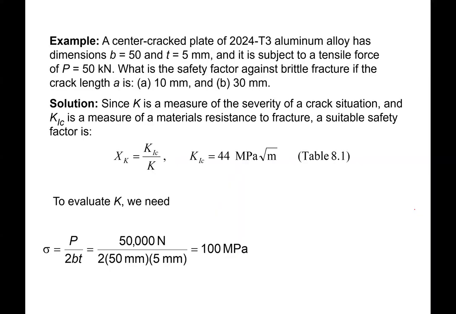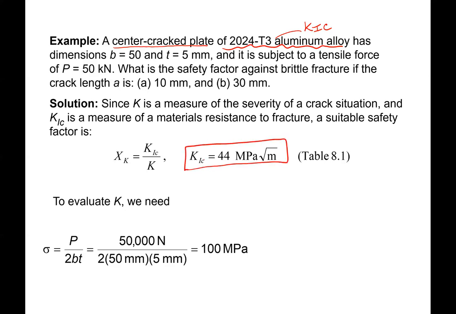So let's go ahead and take a look at an example. Let's say we have a center crack plate. So that's going to be that first sheet that we looked at of a 2024 T3 aluminum alloy. So this piece allows us to take a look in the text and look up the value for K1C. So it comes from knowing what the material is. Again, K1C is the material property.